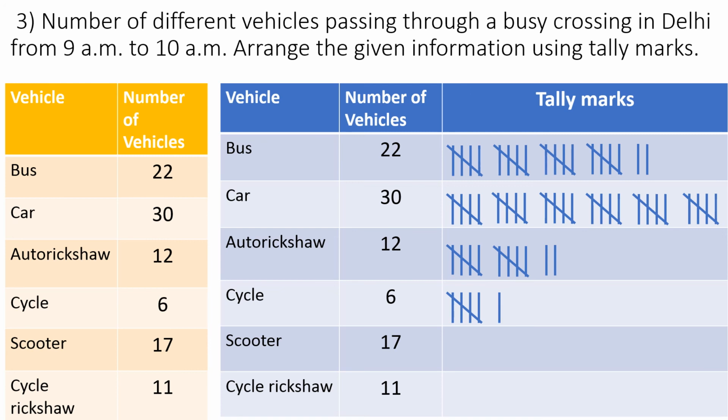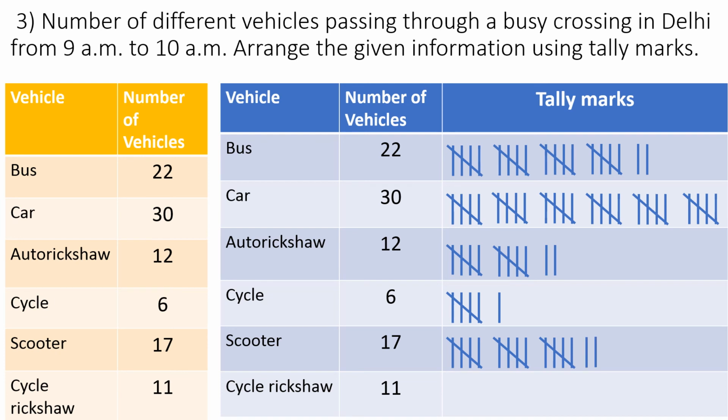There are 17 scooters. So draw 17 lines. 1, 2, 3, 4, cross fifth line. 6, 7, 8, 9, cross line for 10, 11, 12, 13, 14, cross line for 15, 16 and 17.